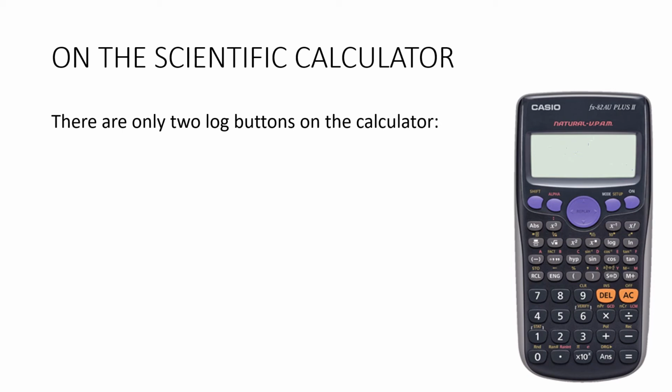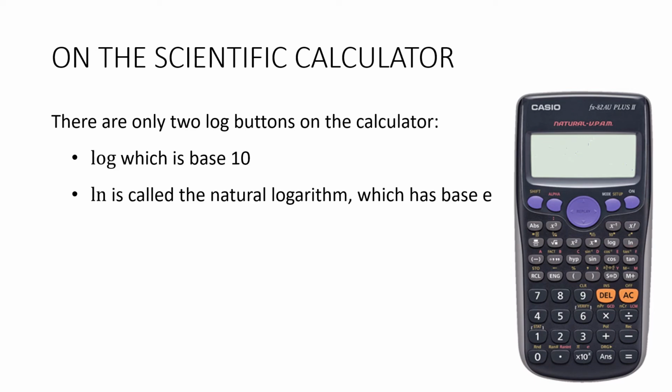If we're using a scientific calculator, there are only 2 log buttons on the calculator, and they are here. There's one that says log, which is log base 10, and there's one that says ln, LN, which is log base e. It's called the natural logarithm.